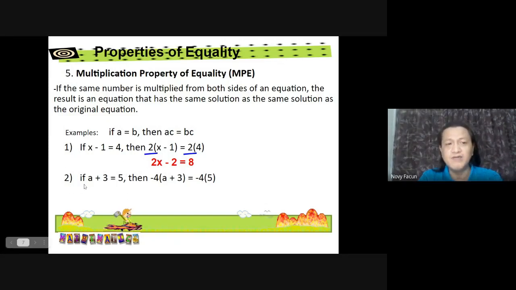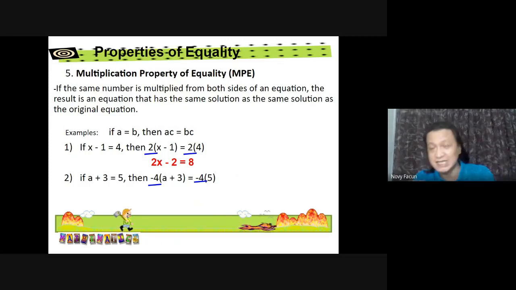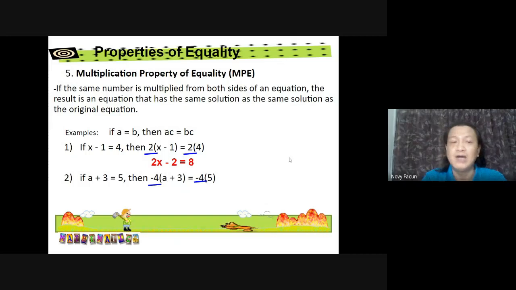Another number two we have, if a plus 3 equals 5, then negative 4 times a plus 3 equals negative 4 times 5. Ano yung minultiply ko? Okay, nag-multiply naman ako ng both sides of the equation by negative 4. Basta tandaan natin, kung ano yung number na minultiply mo sa kaliwa, dapat pares dapat sa kanan. Okay, yun yung rule ng multiplication property of equality. Whatever you multiply, dapat the same.